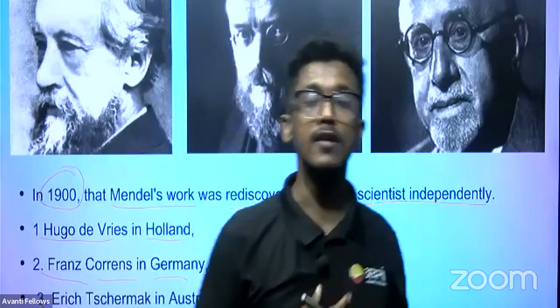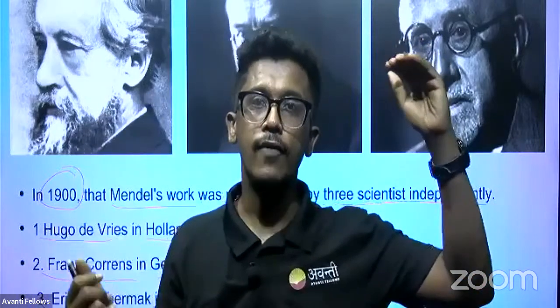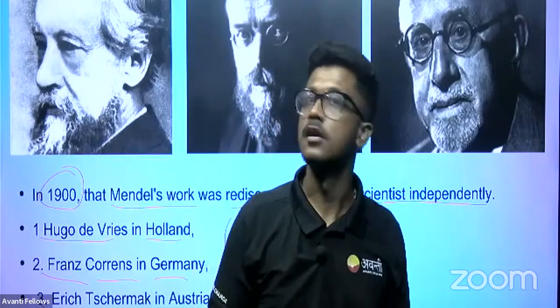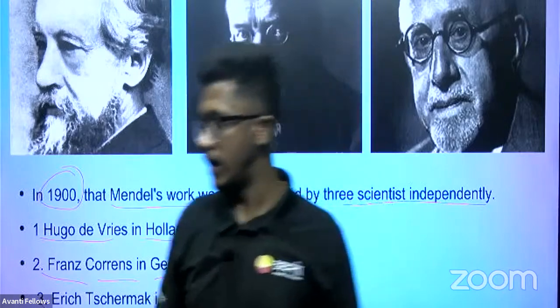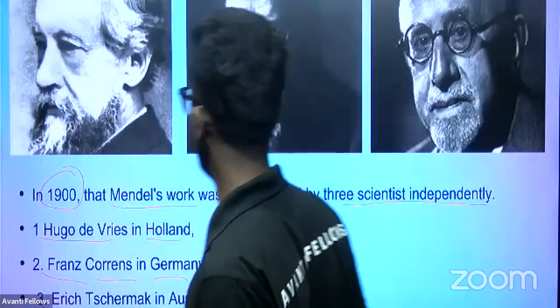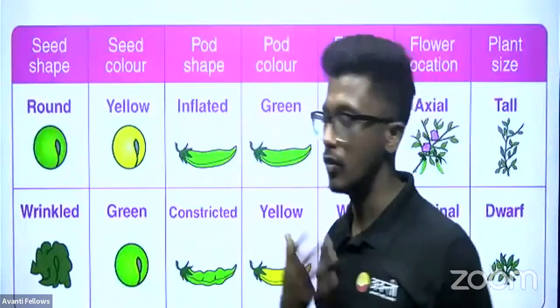What are non-contrasting characteristics? Something which is not opposite. Tall and short is called contrasting. If I have tall, short, and medium, this is called non-contrasting characteristics. Whenever there was a situation of non-contrasting characteristics, Mendel became mute. He was not able to explain how. So this was the failure, the reason why Mendel's work was not appreciated back in those days, and it was neglected.